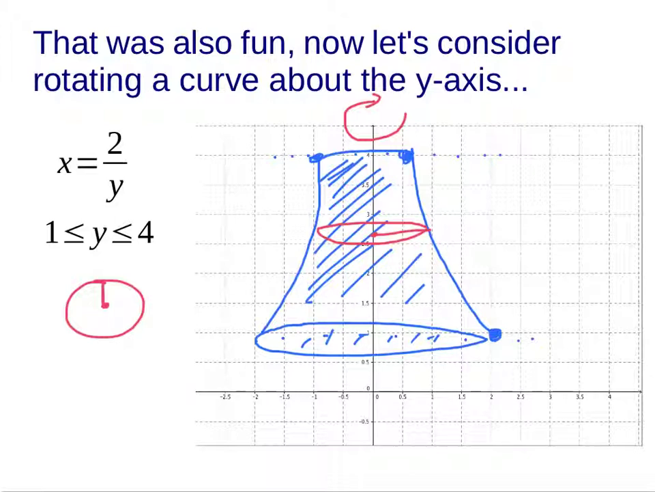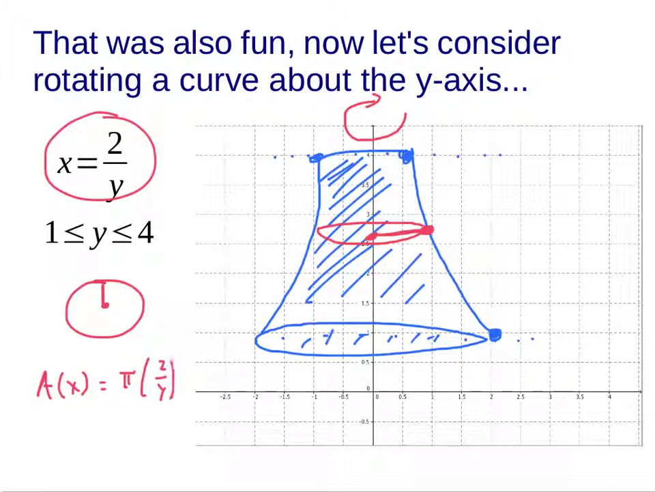So basically, to get this measurement, we're going to do the curve minus the y-axis, which is 0. So we really just need this curve. This is our radius. And so that area function for us on this problem is going to be pi times 2 over y squared. You could call that 4 over y squared also. Let's go ahead and set up the integral and figure out the volume of this thing on the next screen.